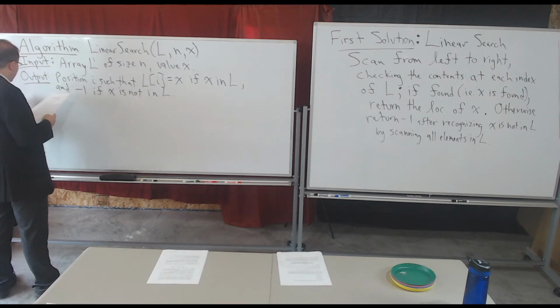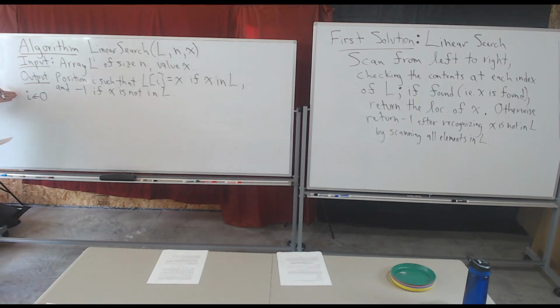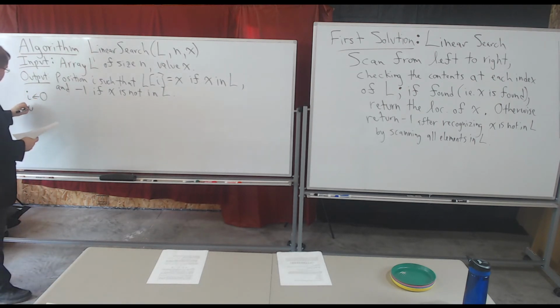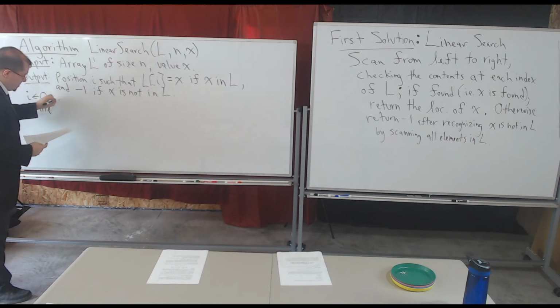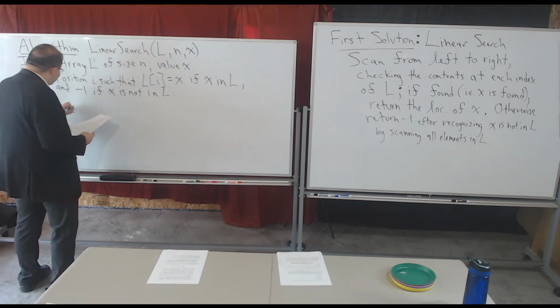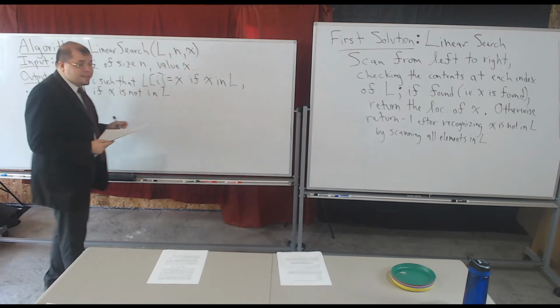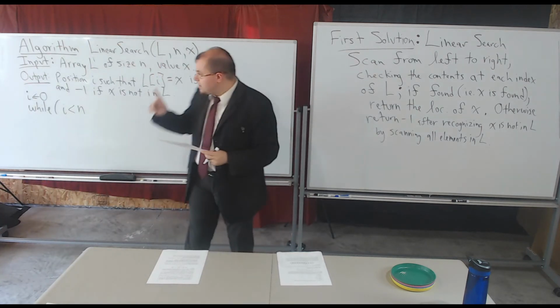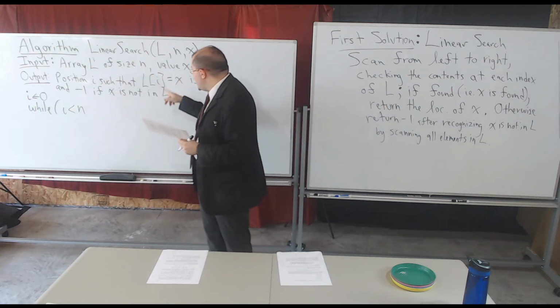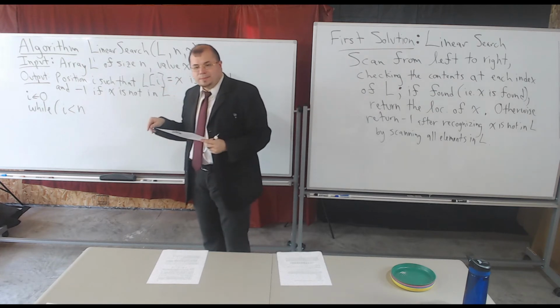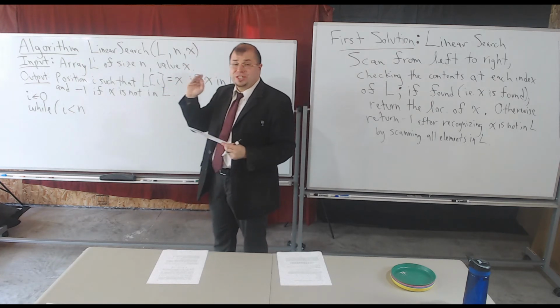And now I'm going to give the algorithm. So I'm going to start off with a counting variable I'll refer to as i. Then I'm going to have a while loop. So I'm going to go while i is less than n, because remember, the length of the array is n. When I hit position L sub n minus 1, that'll be the last position to check.